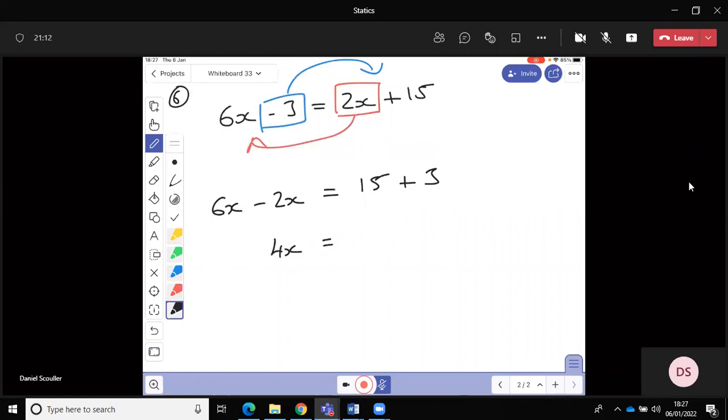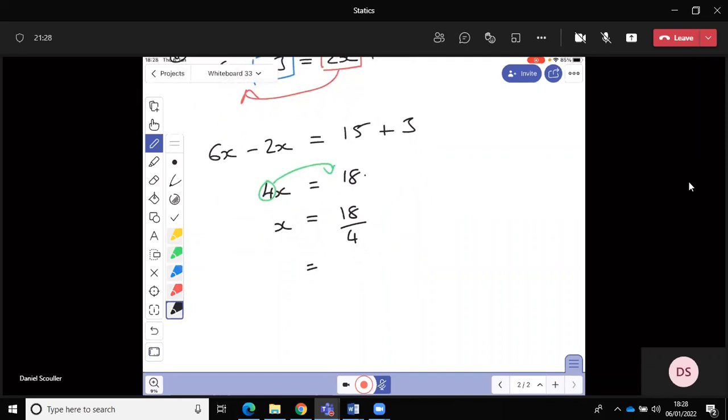Then we just solve for x. So the last part, we need to move this back across and do that 9 over 2.